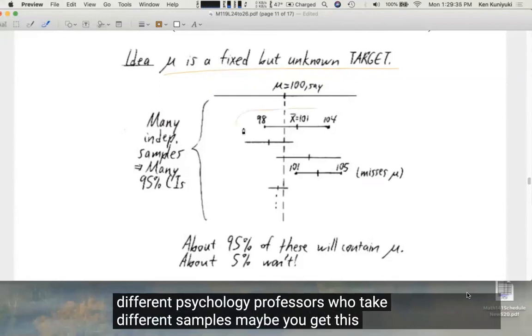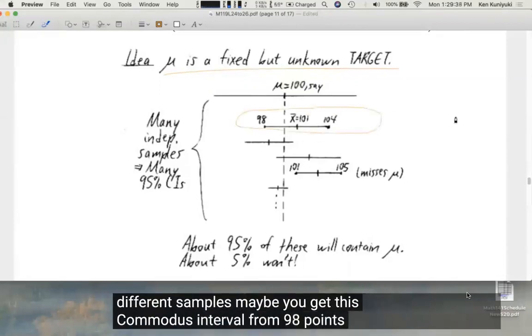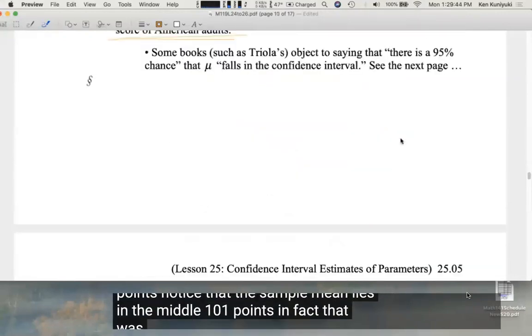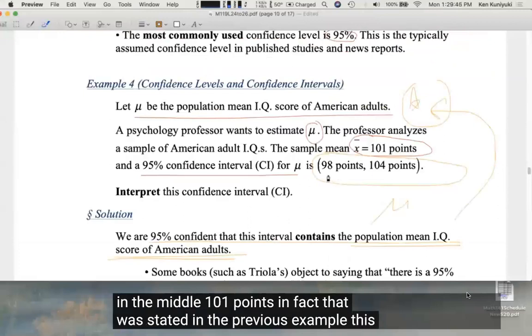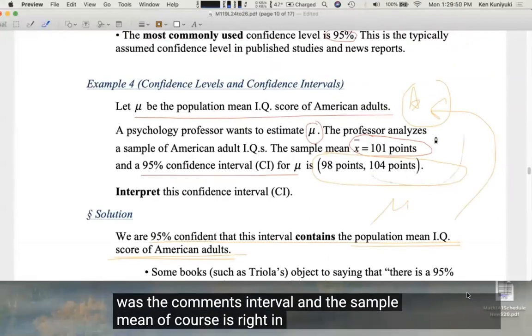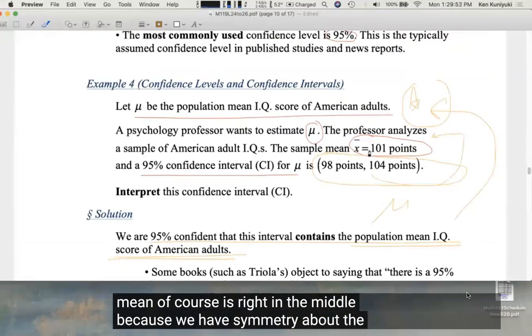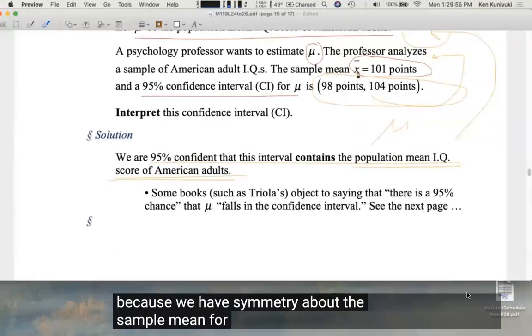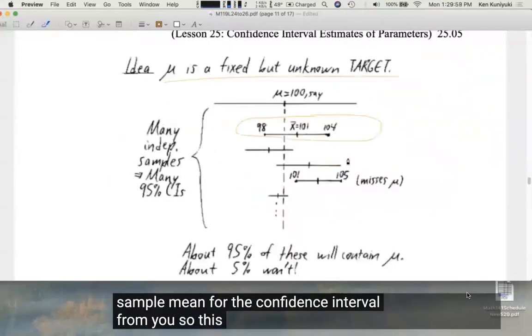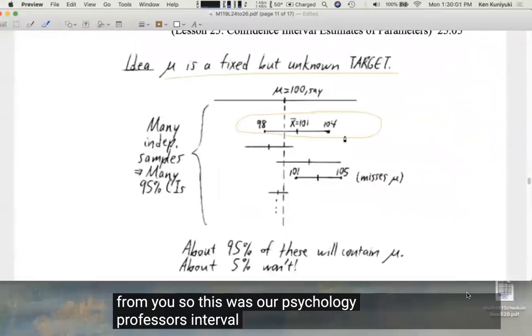Maybe you get this confidence interval from 98 points to 104 points. Notice that the sample mean lies in the middle, 101 points. In fact, that was stated in the previous example. This was the confidence interval, and the sample mean, of course, is right in the middle because we have symmetry about the sample mean for the confidence interval for mu. So this was our psychology professor's interval.